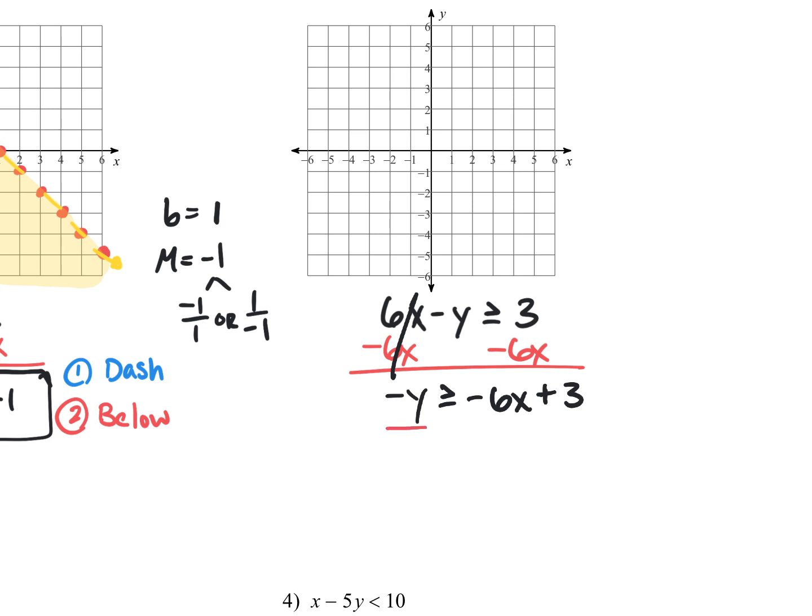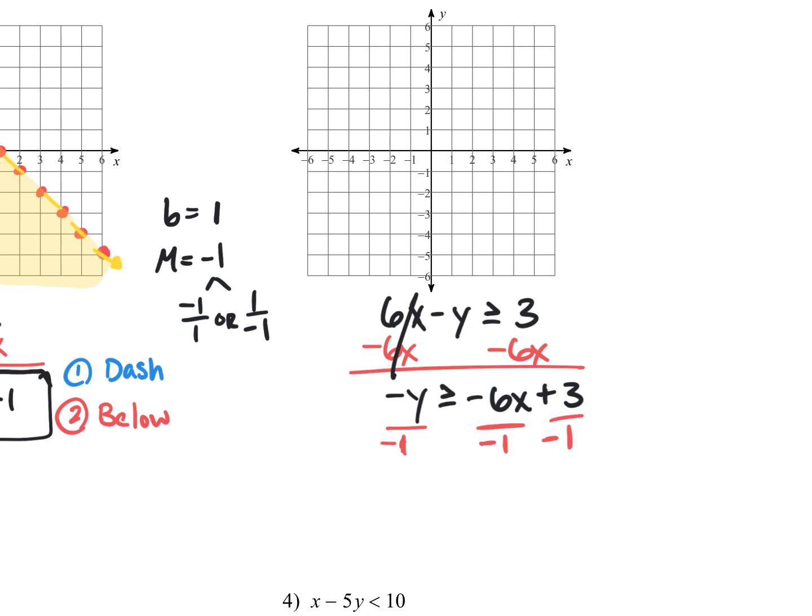You divide it by a negative 1. The only way to get rid of a negative is to divide it by a negative, because 2 negatives will make a positive. But if I do it to the y, I've got to do it to everything. So the negative 6x gets divided by negative 1, and so does positive 3.